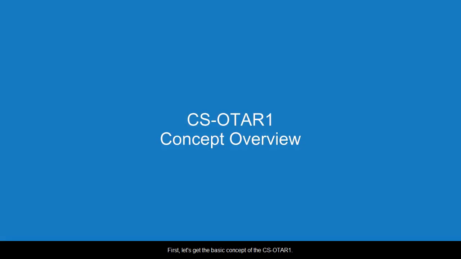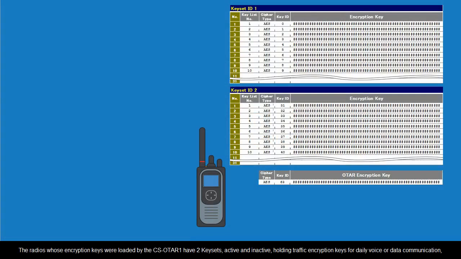First, let's get the basic concept of the CS-OTAR1. The radios whose encryption keys were loaded by the CS-OTAR1 have two keysets, active and inactive, holding traffic encryption keys for daily voice or data communication, and additionally, the OTAR encryption key, used on the OTAR system to encrypt the keys themselves when they are sent out over the air. Both of the two keysets can store up to 31 traffic encryption keys.